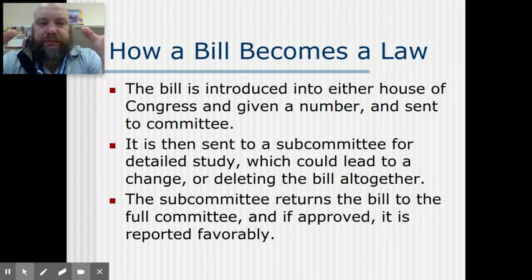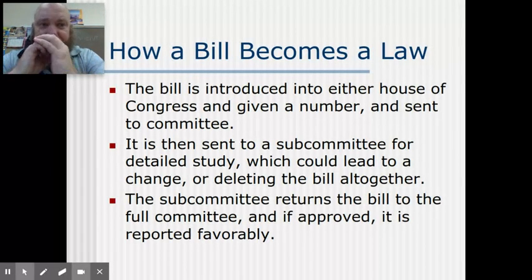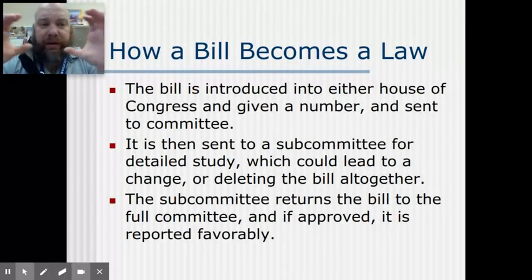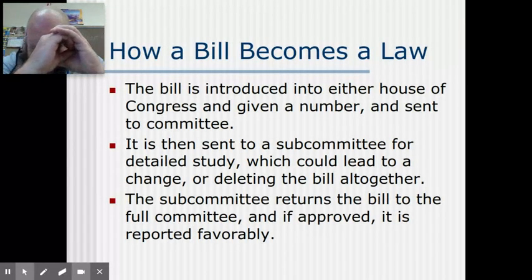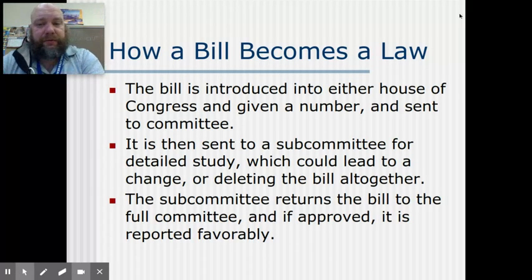Okay, then it goes down to a committee. For instance, if we were doing a law on speed limits, it would go to the Committee on Transportation. Then it would go down to a subcommittee, which is an even smaller group of people who have expertise or are specialists in one specific area, so highway safety laws and stuff. They can delete the bill altogether, they can make changes, or they can just approve it as is. So it goes from the whole House to committee, then into subcommittee, and then back out to committee, and then back out to the whole House.